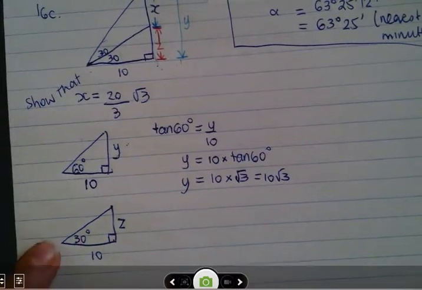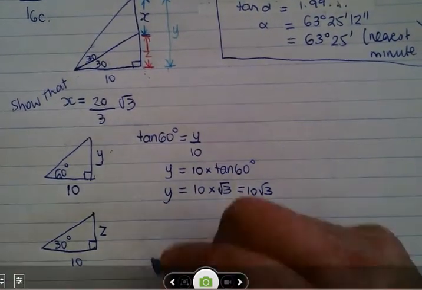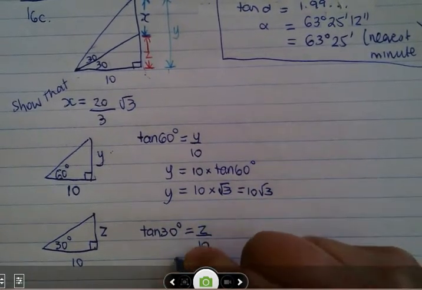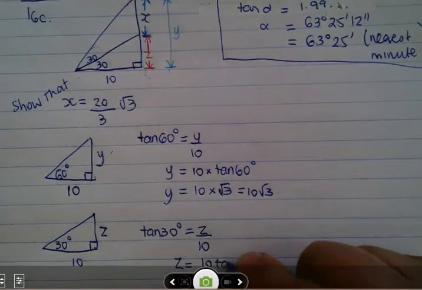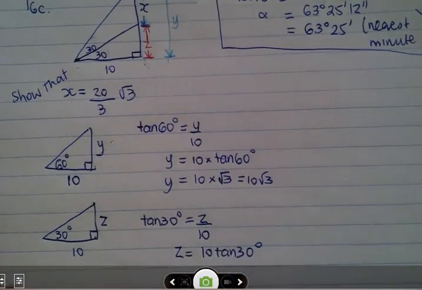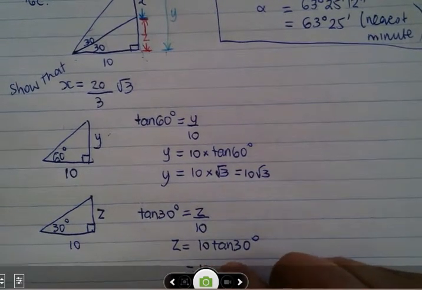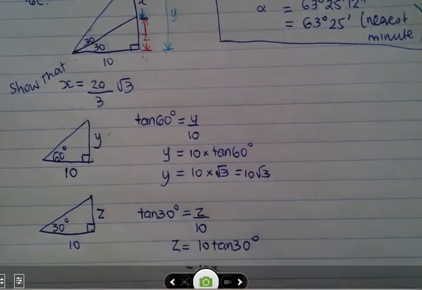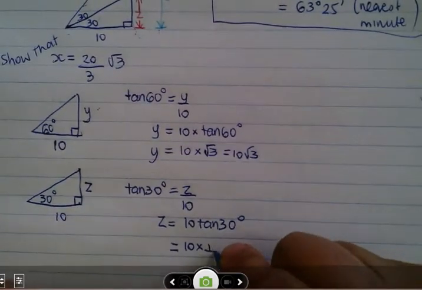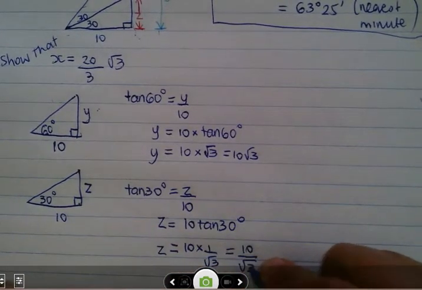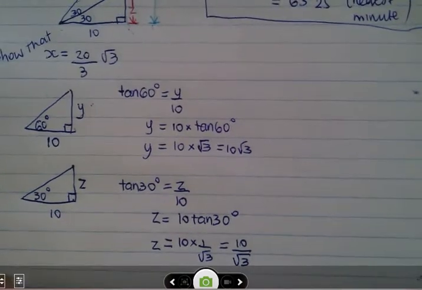Okay, do the same in the small triangle. Go. Sine, cos, or tan? Tan of 30 is z over 10. So z is 10 times tan 30, or 10 tan 30. What does tan 30 equal? Calculator if you want. So it's 10 times tan 30, which is 10 times 1 on root 3. So z is 10 over root 3. You okay with that?